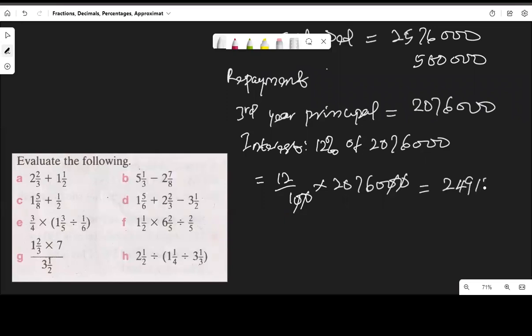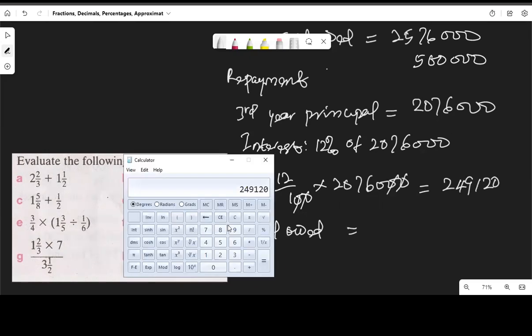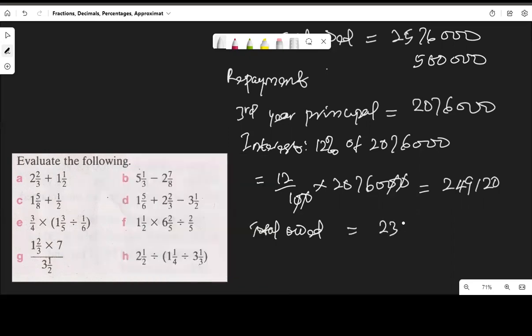That means the total owed will be, we're going to add this interest now to the principal for the third year, plus 207,600. That is 232,5120. That is the total owed for the third year.